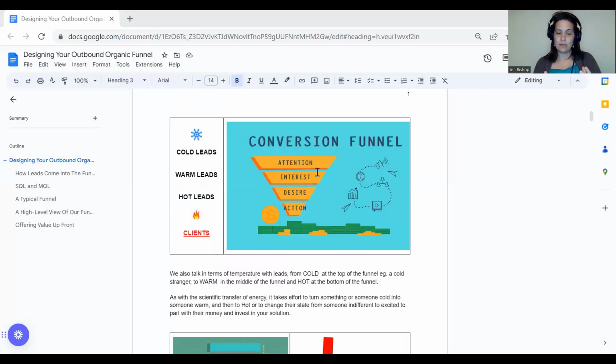Now, another way that people talk about a funnel is in terms of temperature. So we have cold leads, usually at the top of the funnel, like a cold stranger. Then in the middle of the funnel, we have warm leads. And then at the bottom of the funnel, we tend to have hot leads. And it's hot leads that we turn into clients.